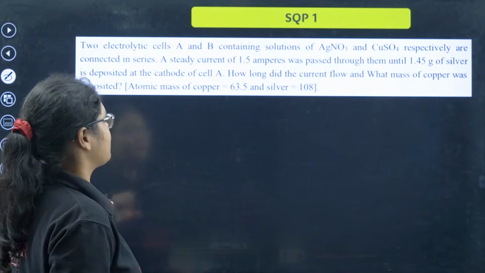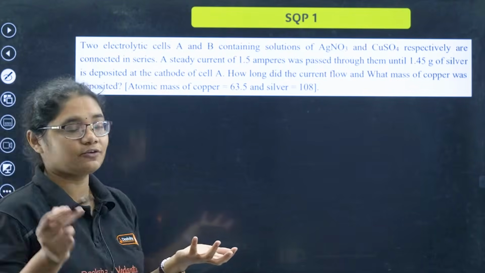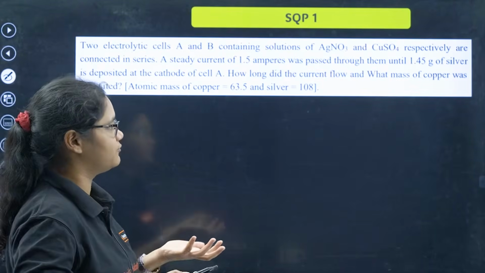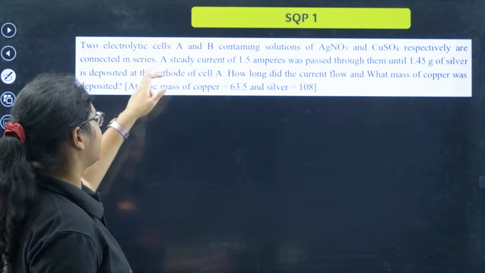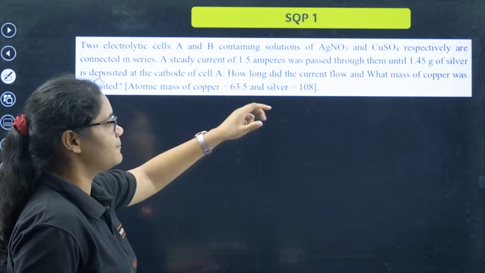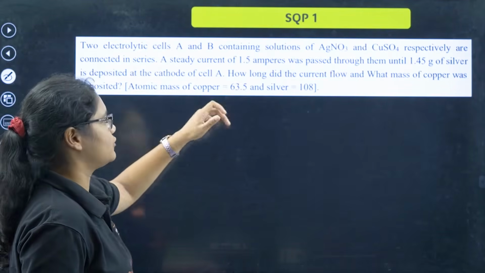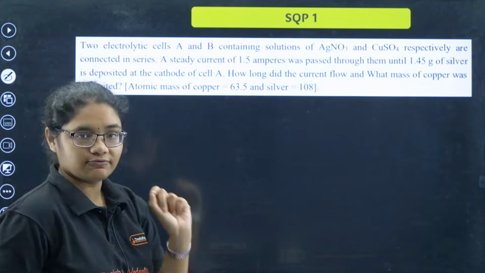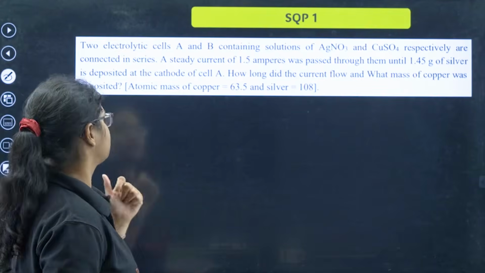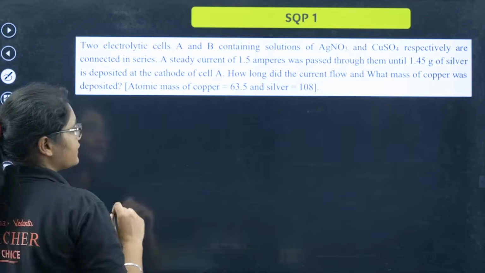SQP 1 again, from sample paper 1. Two electrolytic cells A and B containing solutions of AgNO3 and CuSO4 respectively are connected in series. A steady current of 1.5 ampere was passed through them until 1.45 gram of silver was deposited at the cathode of cell A. How long did the current flow? The next question is, what mass of copper was deposited?